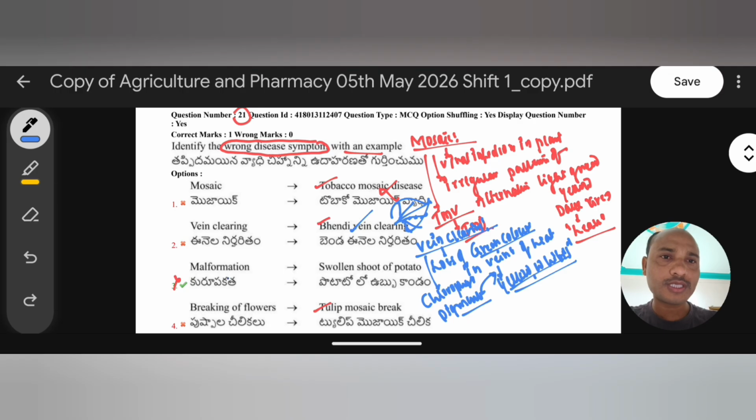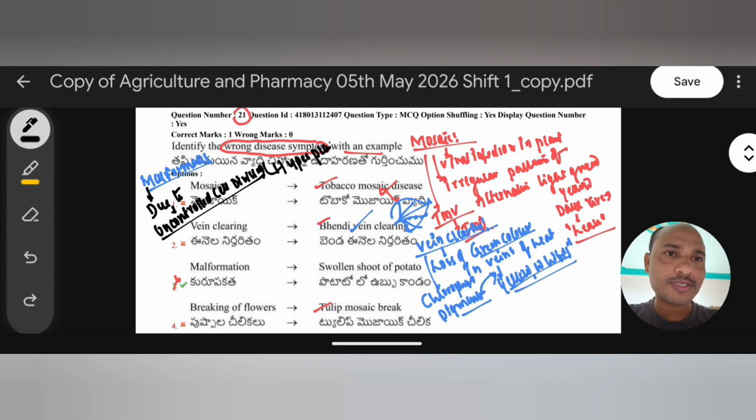Okay, now coming to malformation. Here I'm writing malformation. This malformation is due to uncontrolled cell division. Very important: malformation occurs generally due to uncontrolled cell division. This uncontrolled cell division also has another technical term, hyperplasia. Due to uncontrolled cell division, it leads to malformation symptoms. And not only that, it is also due to abnormal cell enlargement. Generally a cell must be enlarged within its shape and structure, but here abnormal cell enlargement occurs.